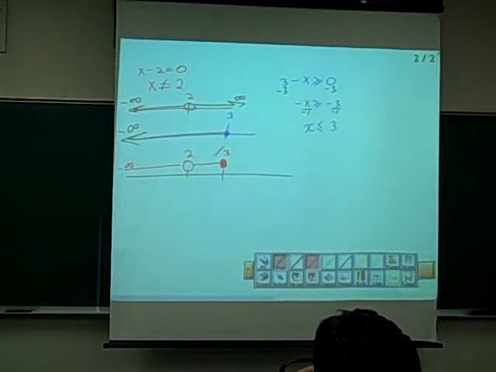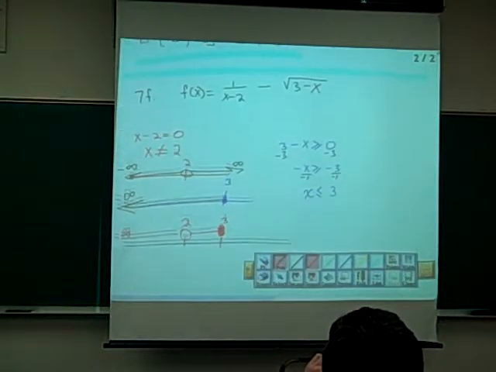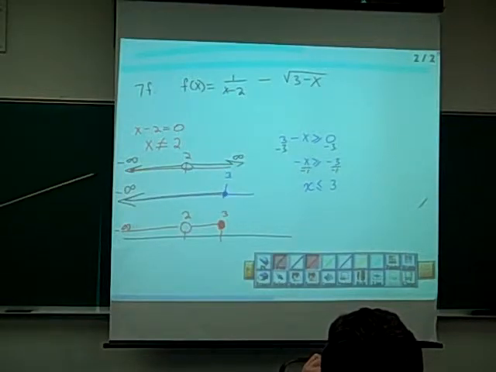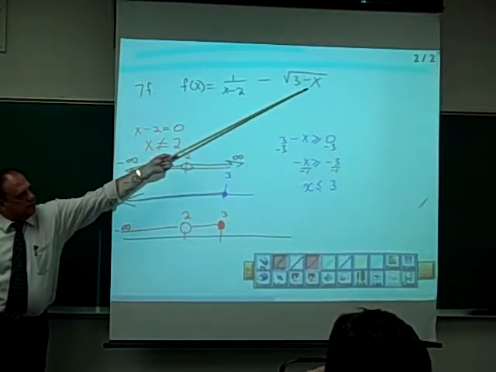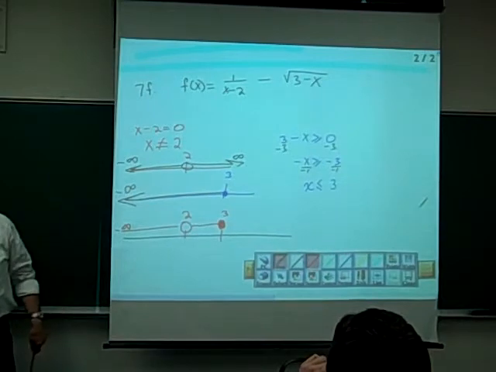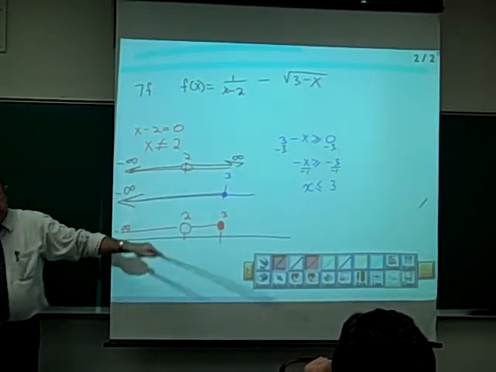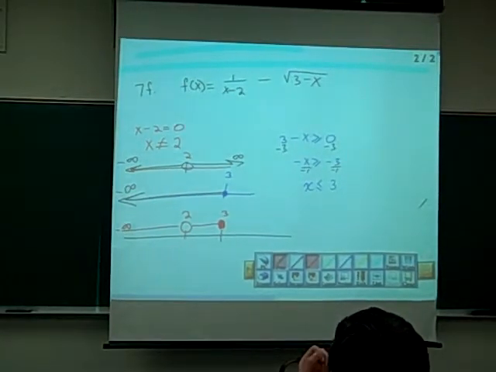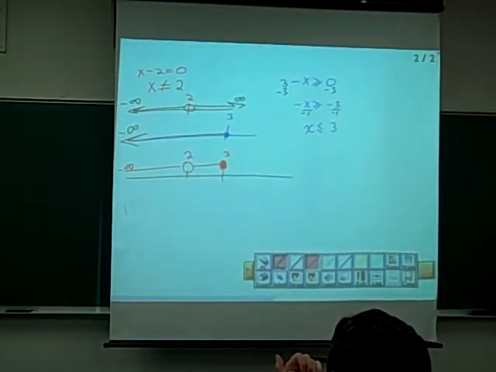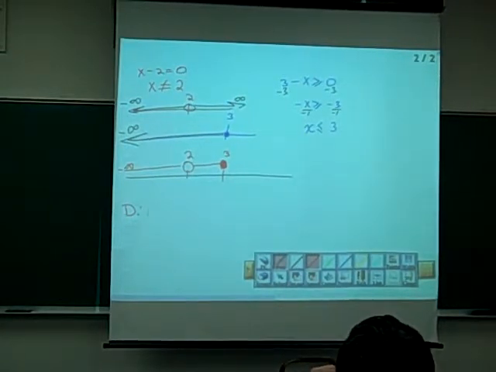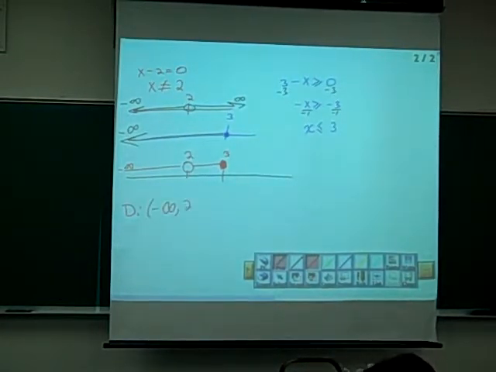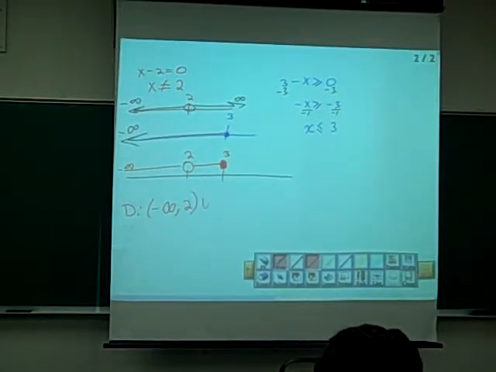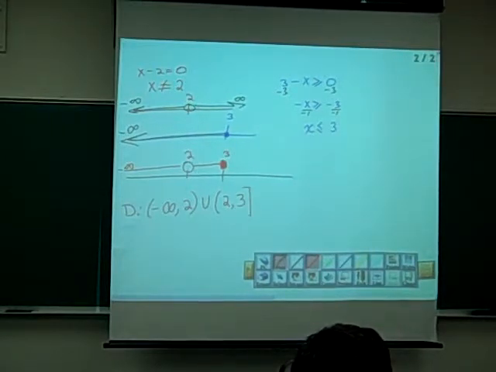Because what happens to the second one with anything greater than 3? You get a negative. If you're at 4, that would be 3 minus 4, you get a negative 1. So we can't have that. Alright, so now our domain is negative infinity to 2, open, union 2 to 3, closed. Good.